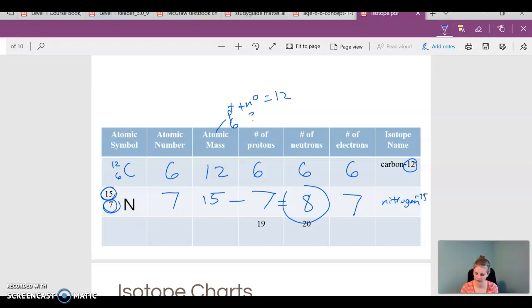All right, taking a look at the last example on the bottom here. 19 is the number of protons. Well, that tells me how many electrons I have. It also tells me my atomic number. It also tells me what element I have. If I look for number 19 on the periodic table, it's K for potassium. And that 19 goes on the bottom. In order to find my atomic mass or mass number, I'm going to take this 20 plus this 19 to get me 39. This is potassium 39.